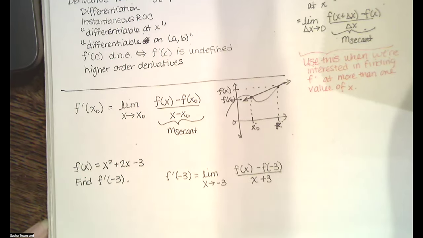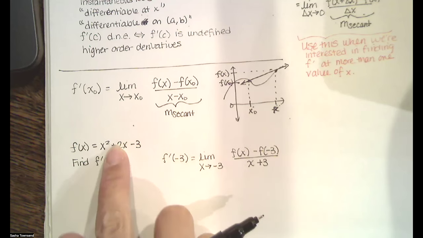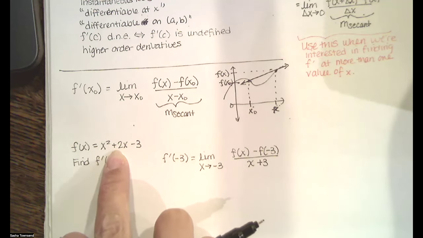That's easy enough to find. All you have to do is evaluate f of negative 3 by substituting x equals negative 3 here.